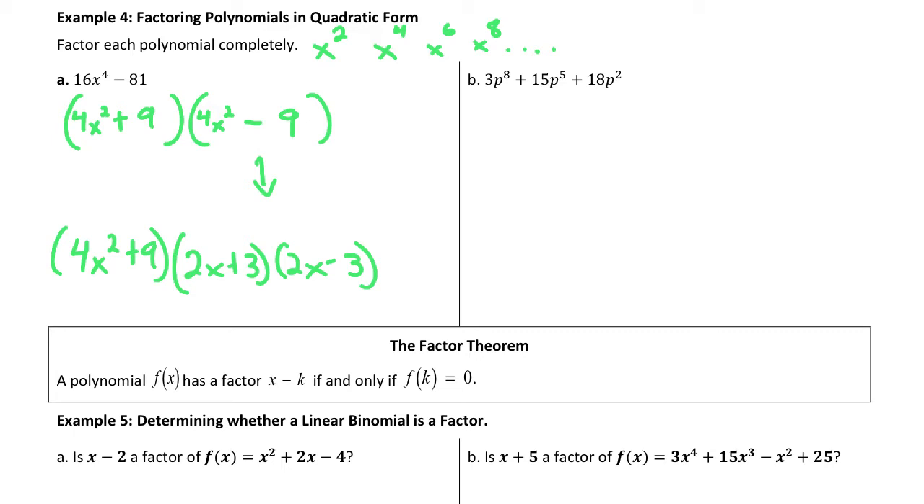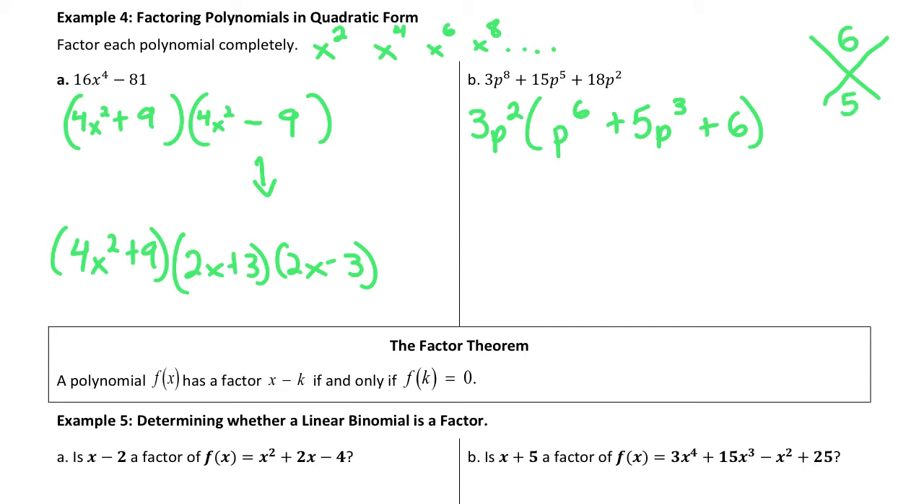we can factor it. For part B, before I do anything else, I can factor out a GCF, a common factor. I can factor out a 3, and I can factor out a p squared from each term. So this becomes p to the 6th plus 5p to the 3rd plus 6. So again, the highest degree inside of here is even, so it is in a quadratic form. So we can factor this in that same way.